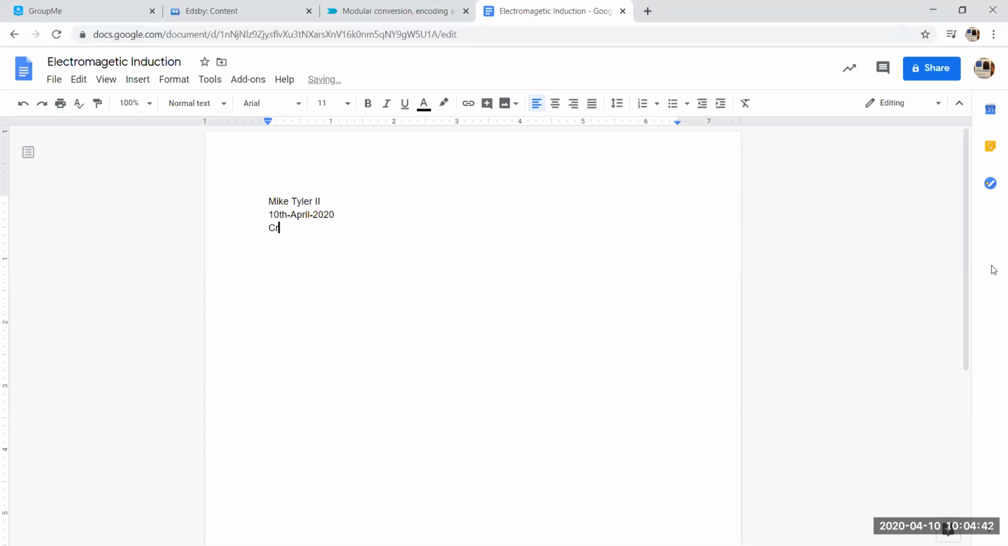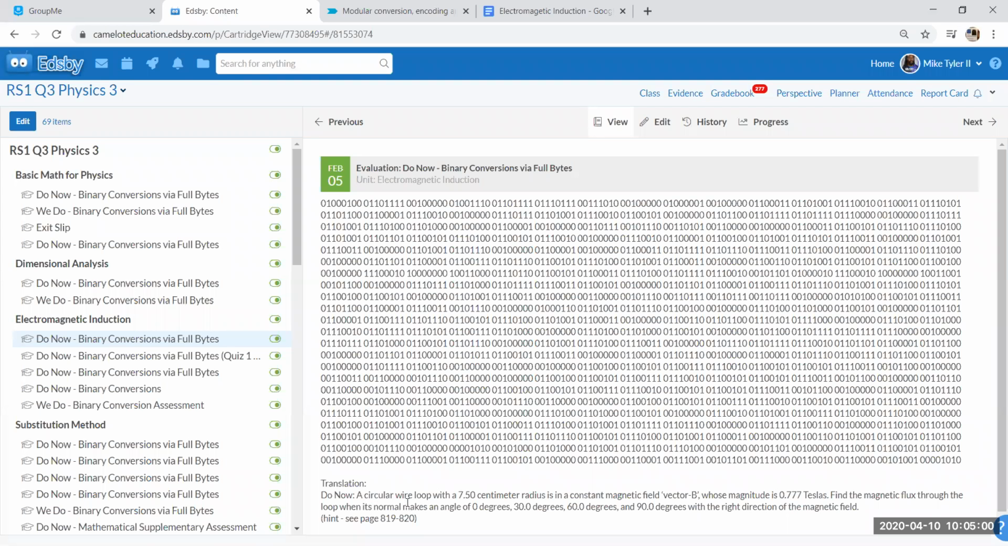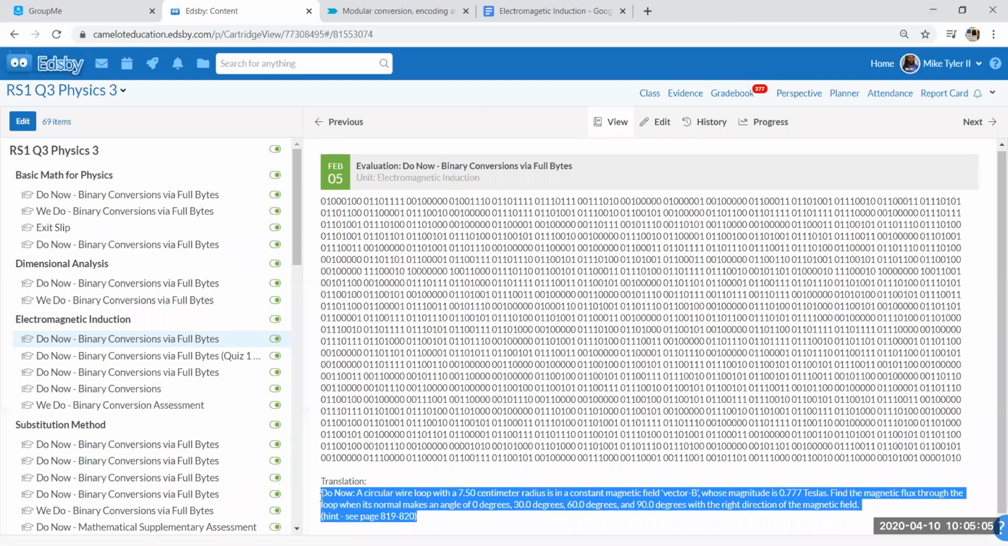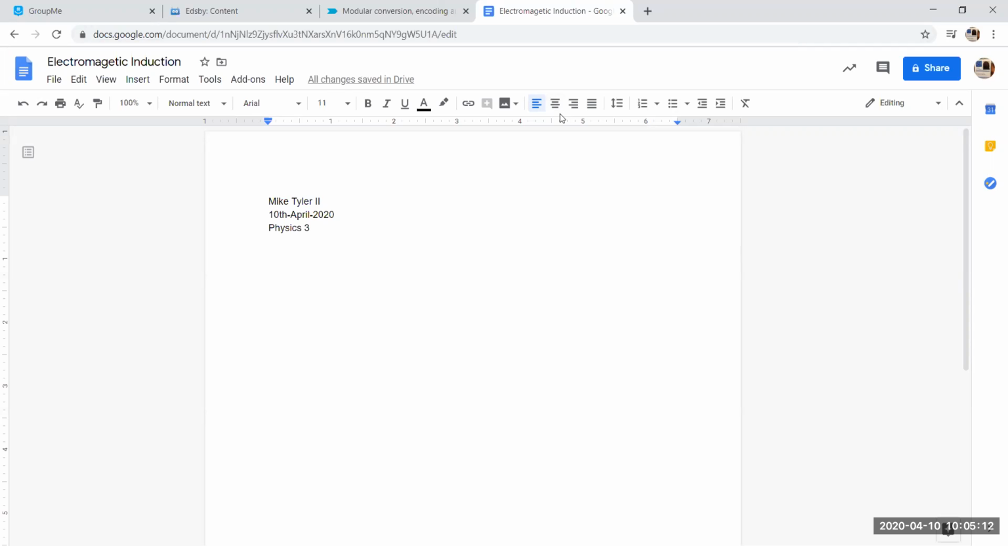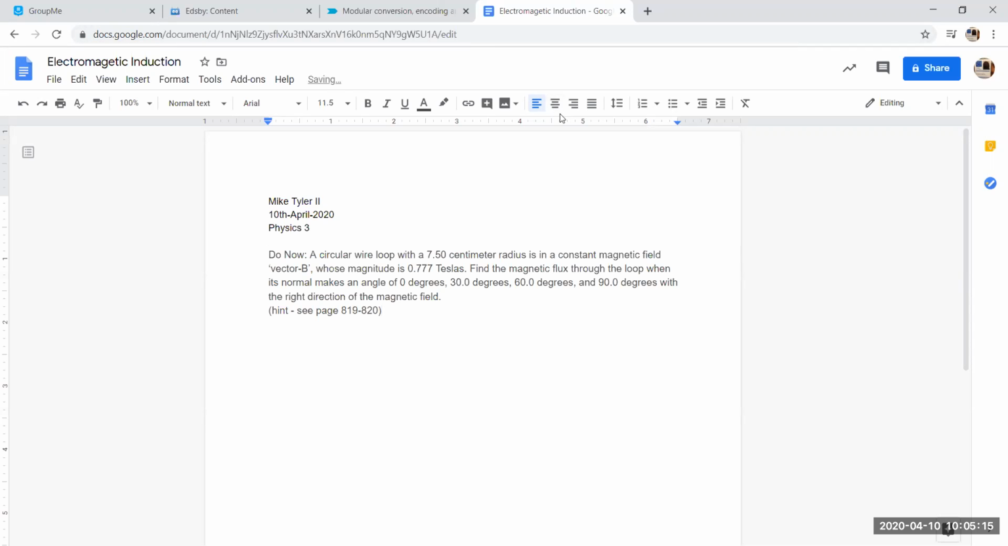Period. We're going to put credit recovery for this, but mainly I should put physics, because that's what this is geared towards, the physics students. So physics, let's say third. If you have 4th, put 4. And then we need the problem. Let's go back for a second. I translated this because a lot of you said you did not have binary converters. So we're going to take this problem and put it inside our Google Doc, which is our report.